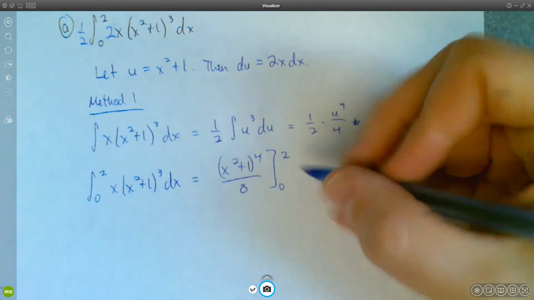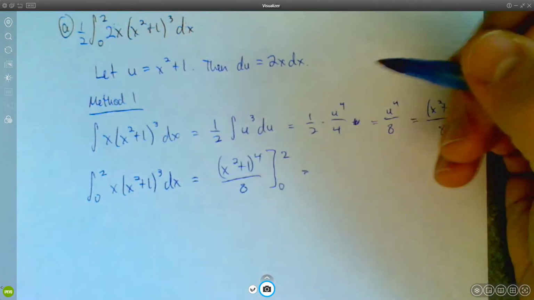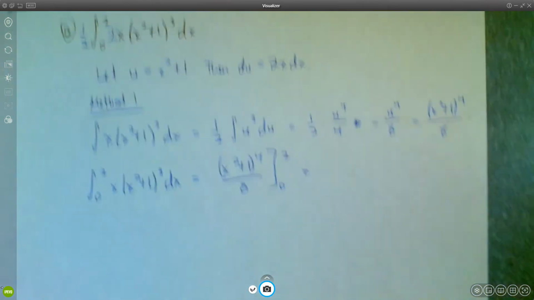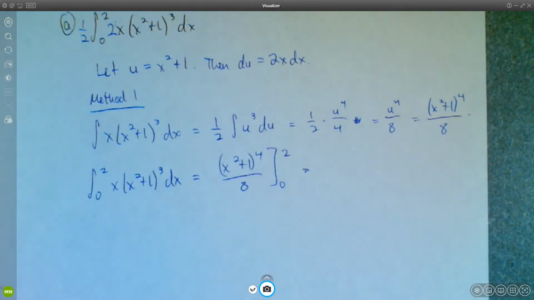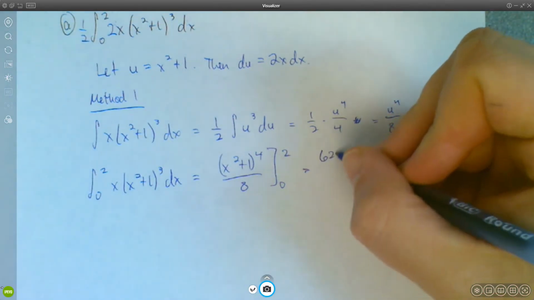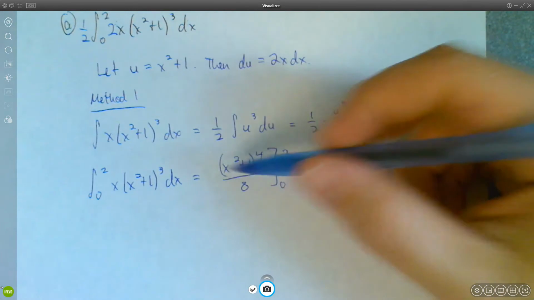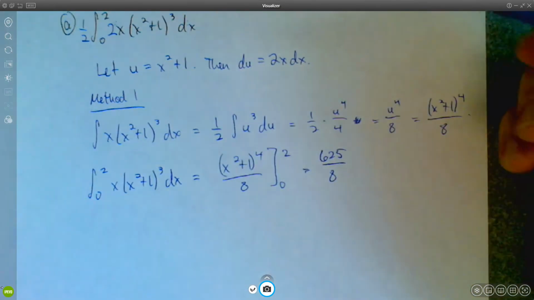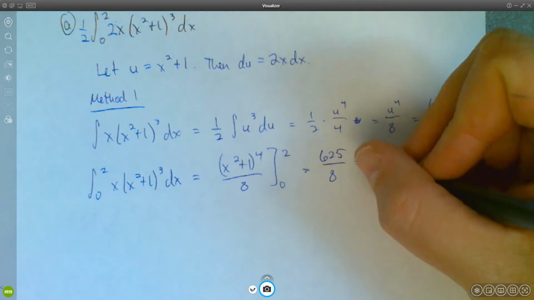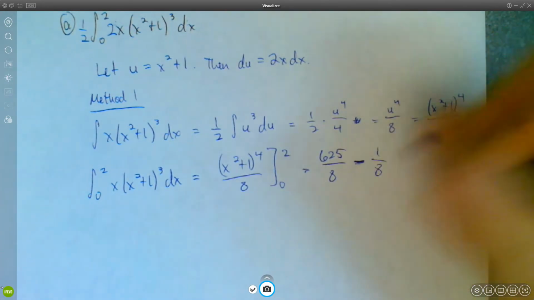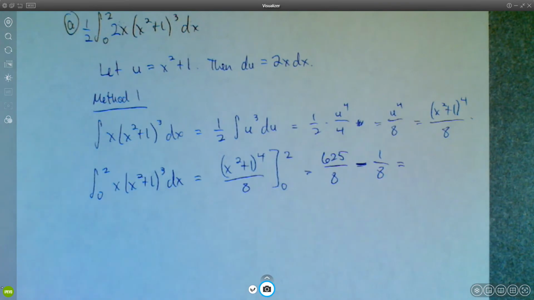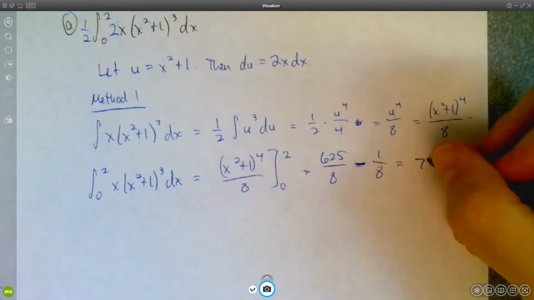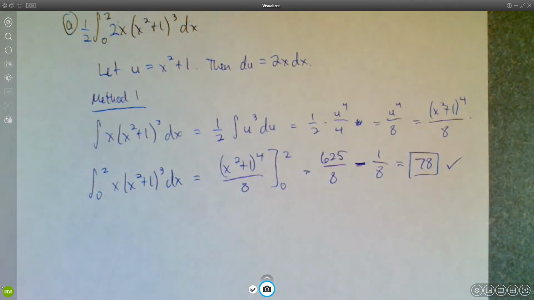If I plug in 2, I get 2 squared is 4 plus 1 is 5. 5 to the 4th power, holy schmoly, 5 to the 4th is 625. Well, that's not too bad. So I get 625 over 8. If I plug in 0, 0 squared is 0, plus 1 is 1, 1 to the 4th is 1, and 1 divided by 8 is 1/8. So I get 624 over 8. 624 over 8 reduces to just 78. How beautiful is that? Wow. Okay. So there's method 1.